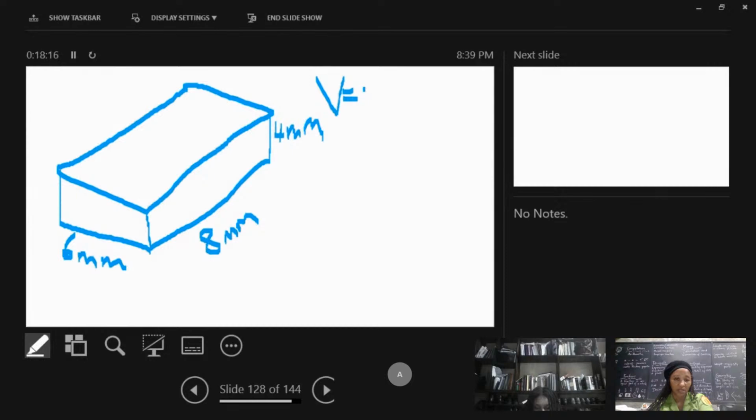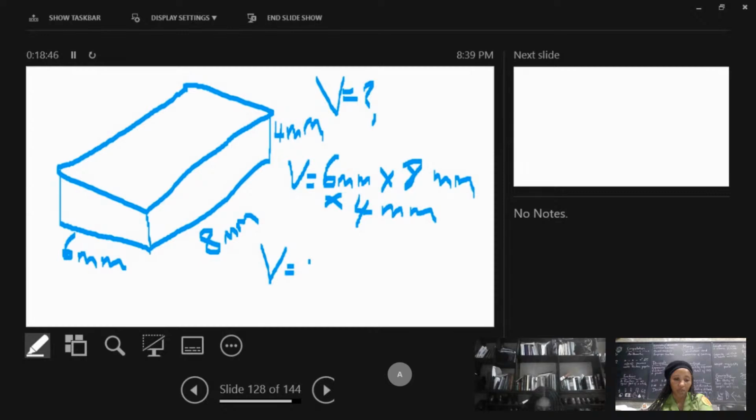So the volume is 6 times 8 times 4. And how much is that? That's 192 millimeters cubed. Yes. All right, so 192 millimeters cubed. Sorry, yes.